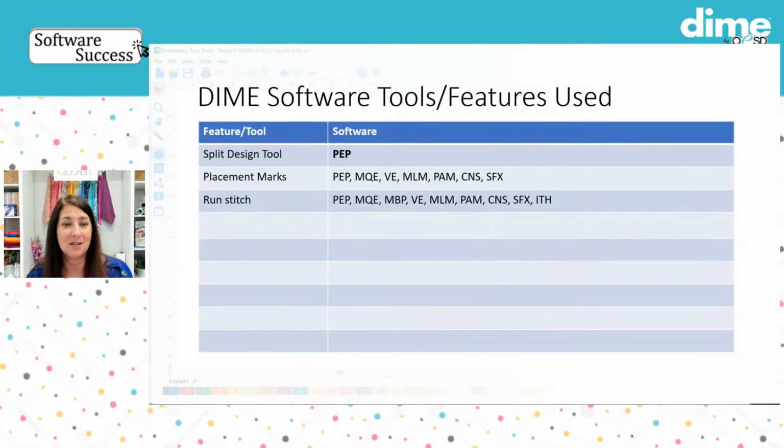So just a reminder, the placement marks that I was using are part of all of those programs: PEP, My Quilt Embellisher, Vintage Embroidery, My Lace Maker, PAM, which is Patch and Applique Maker, Cut and Stitch, and the Special FX software. Or you could manually draw some marks with your run stitch tool if you have any of those programs but don't have placement marks. And then if you want to split a design with the split tool, that is only part of Perfect Embroidery Pro. So a really powerful feature for you to be able to split.